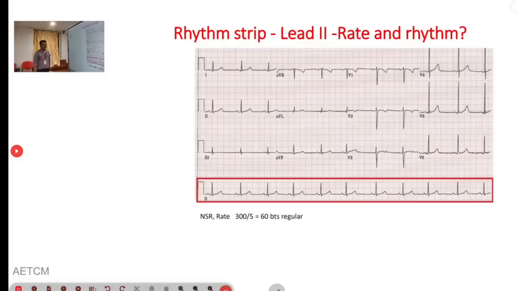Now, can you calculate the rate here? It is very simple. You count the number of large squares here: 1, 2, 3, 4, nearly 5. So 300 by 5 is 60. Since it is normal sinus rhythm, we can calculate like that. It is 60.